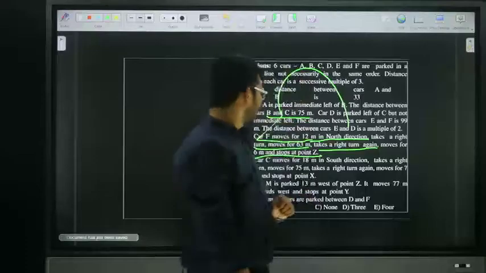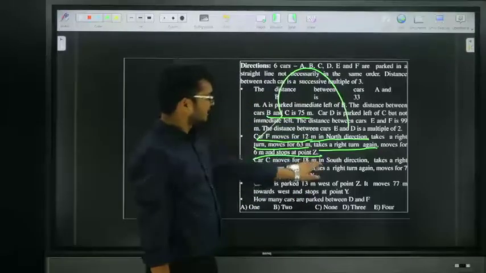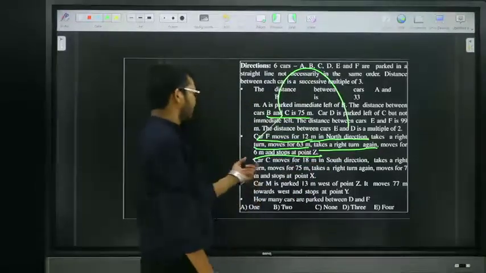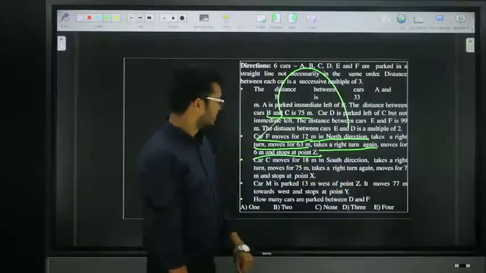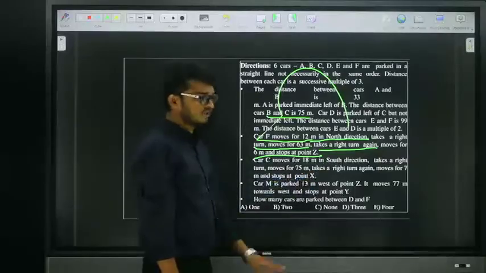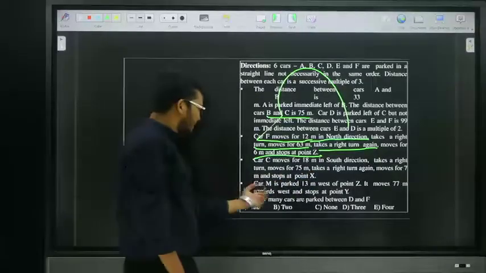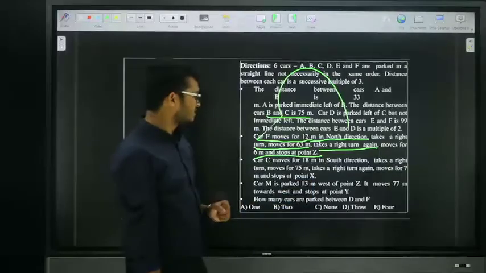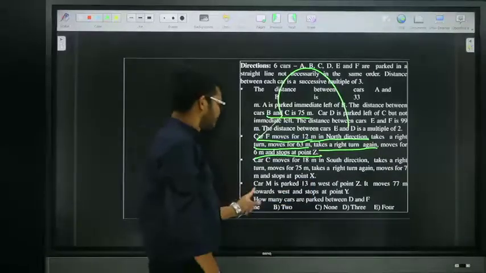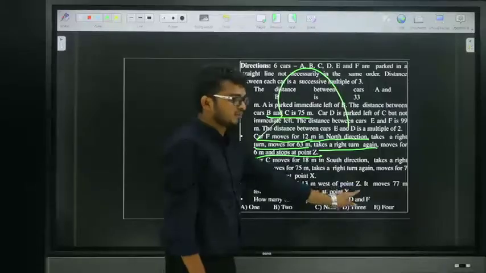Car C moves 18 meter in the south direction, takes a right turn, moves 75 meter, takes a right turn again, moves 7 meter and stops at point X. Car M is parked 30 meter west of Z. It moves 77 meter towards west and stops at point Y.